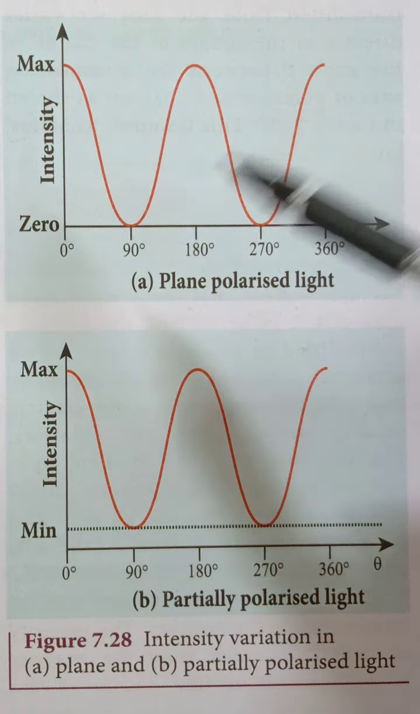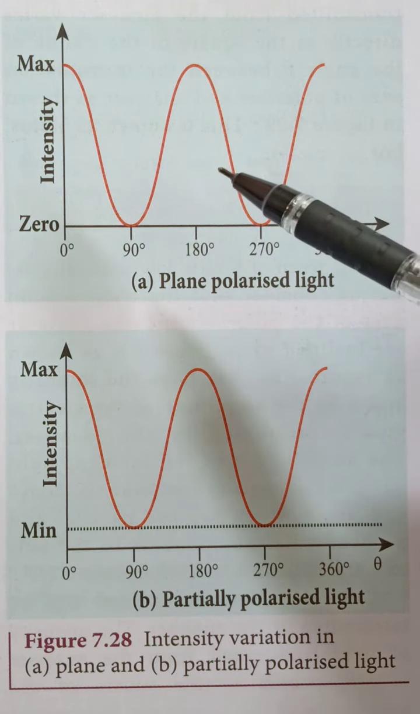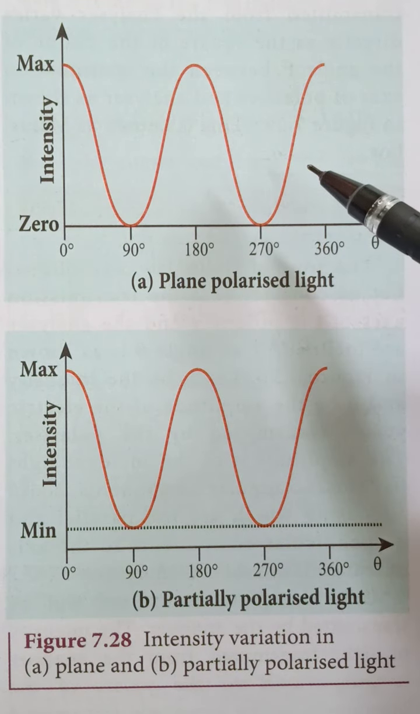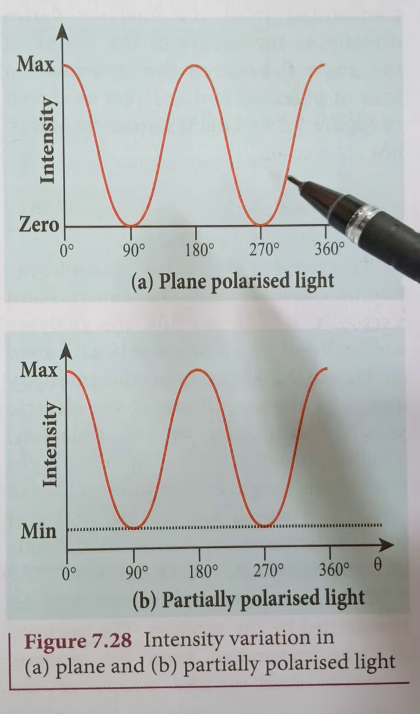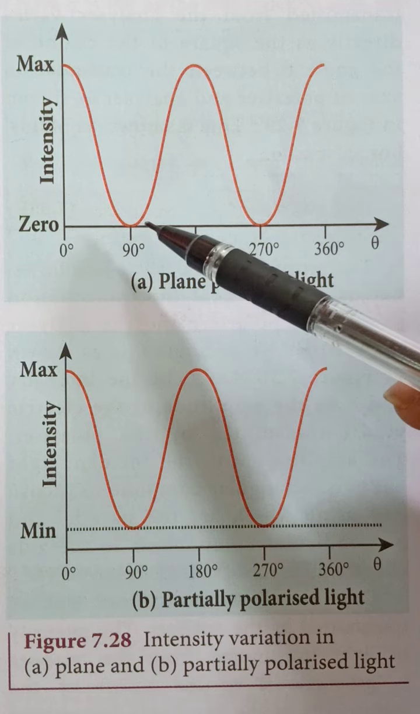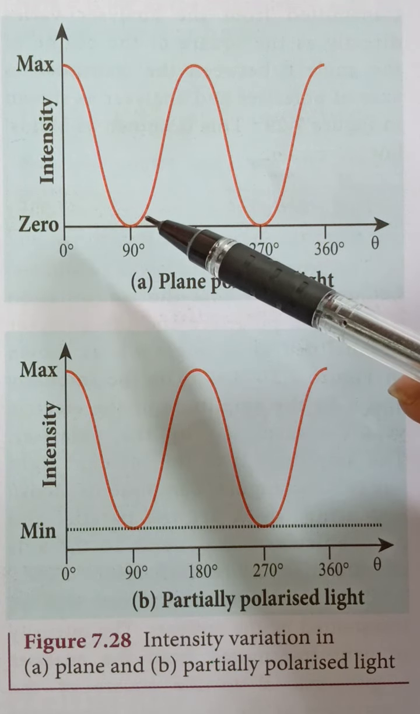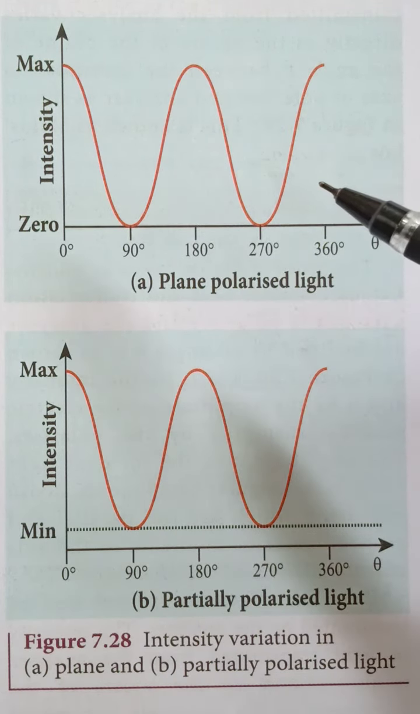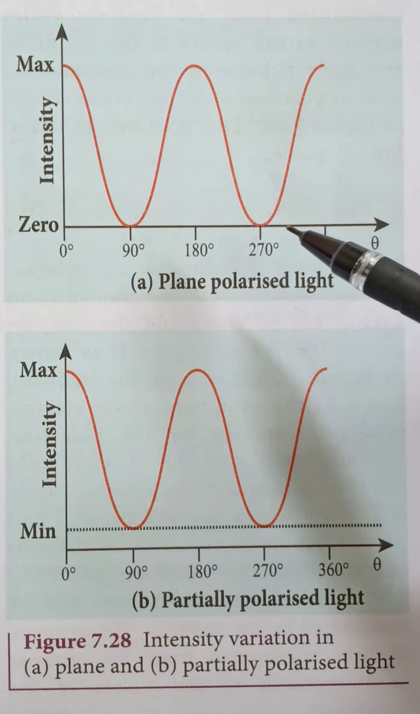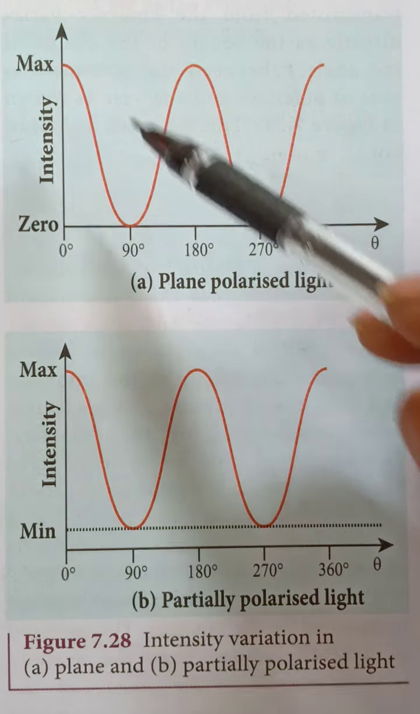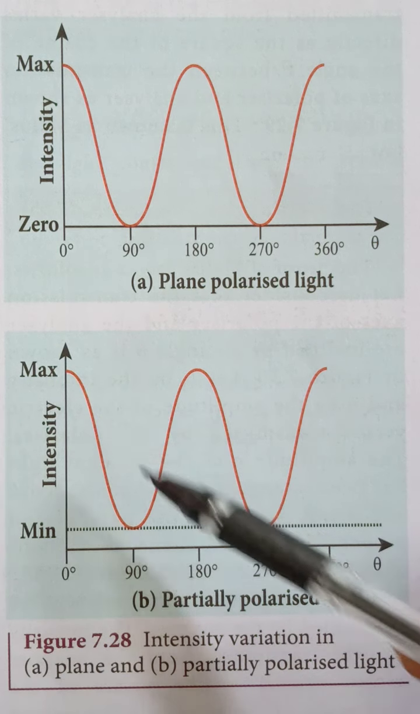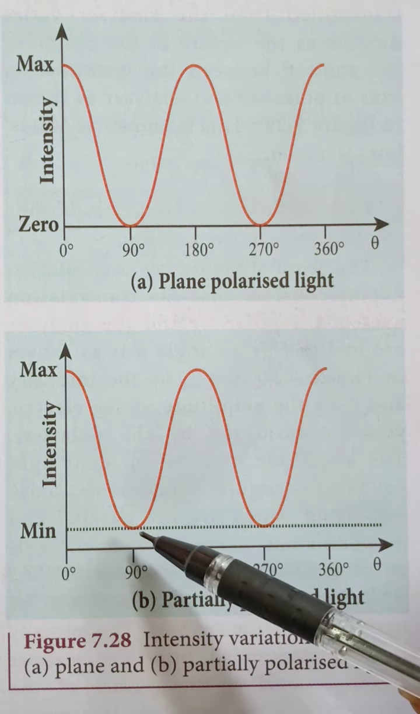With the rotation of the analyzer, the intensity of light will be maximum, minimum, again maximum, and so on. If the intensity of light varies from maximum to 0 for every 90 degree rotation of the analyzer, that is called plane polarized light. Maximum, then 0, maximum, 0. It comes like that. If the intensity is initially maximum but does not come to 0 as a minimum, it has some value that is not 0.